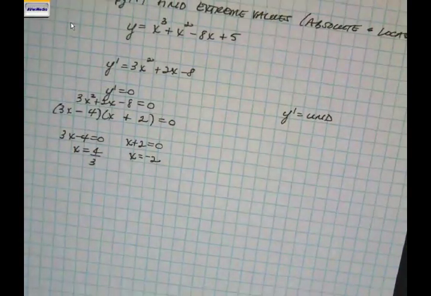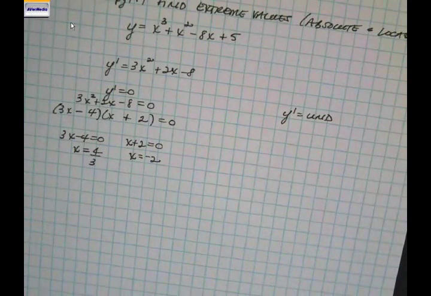And this cubic function has end behavior down on the left and up on the right, so neither of these guys could be absolute, but they probably are local. Now those are the x values.